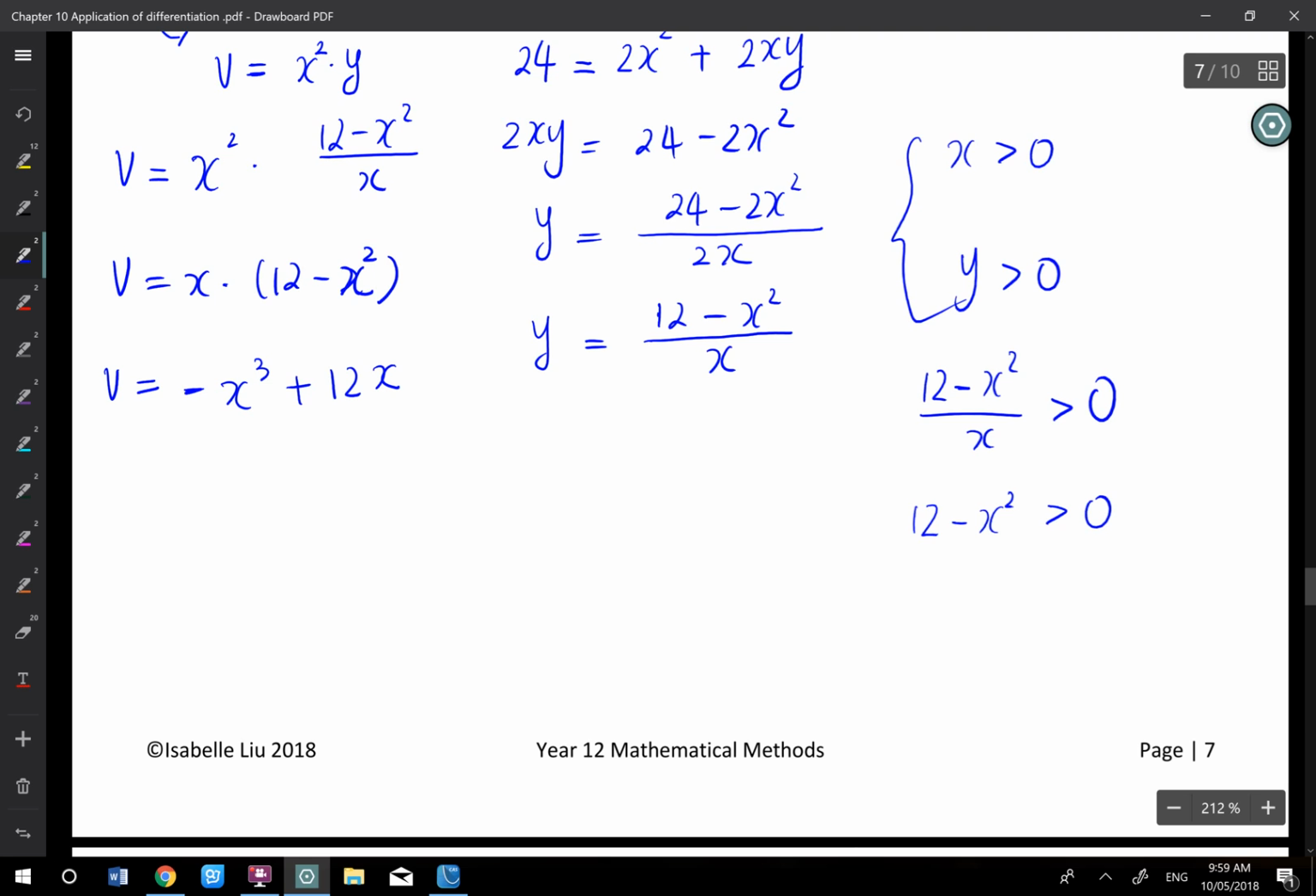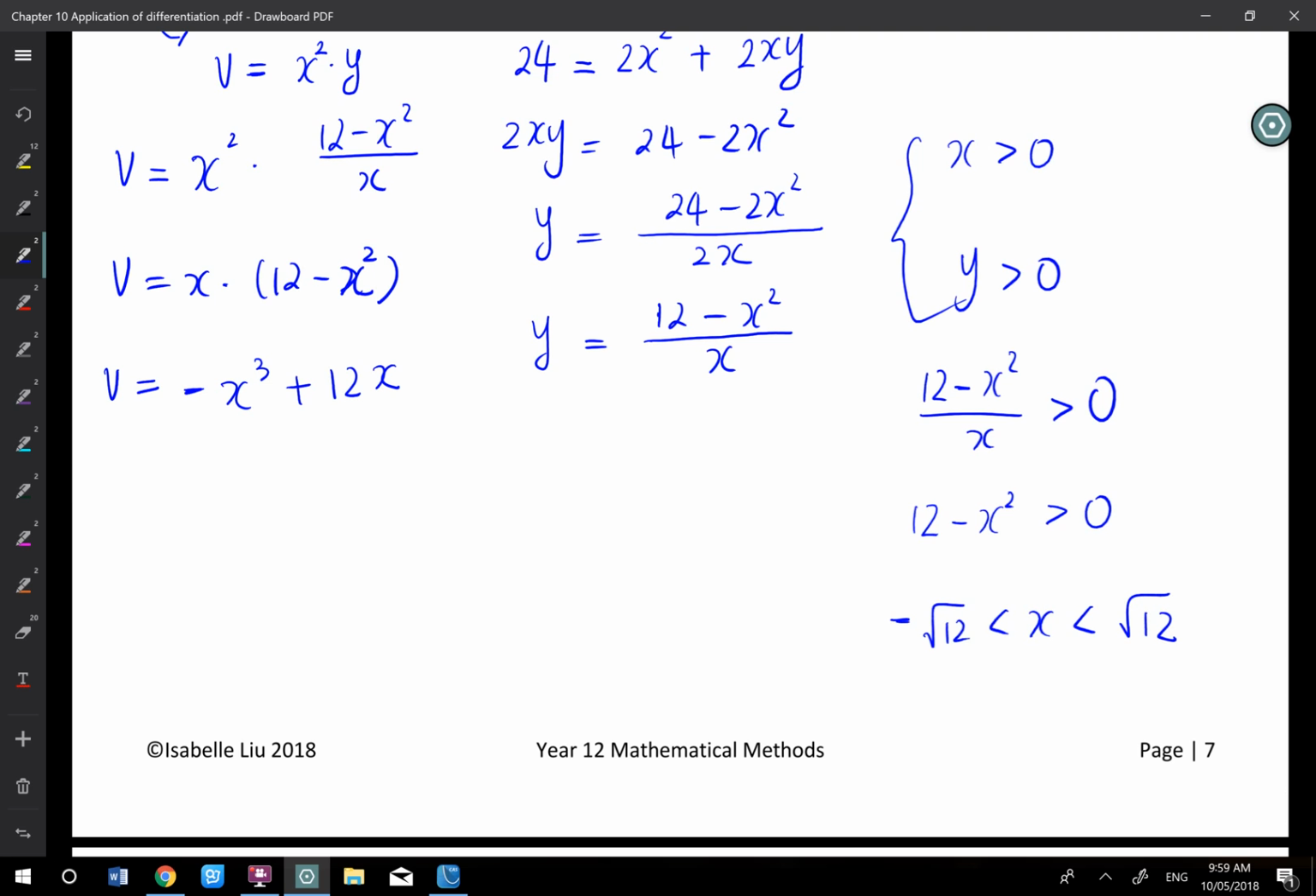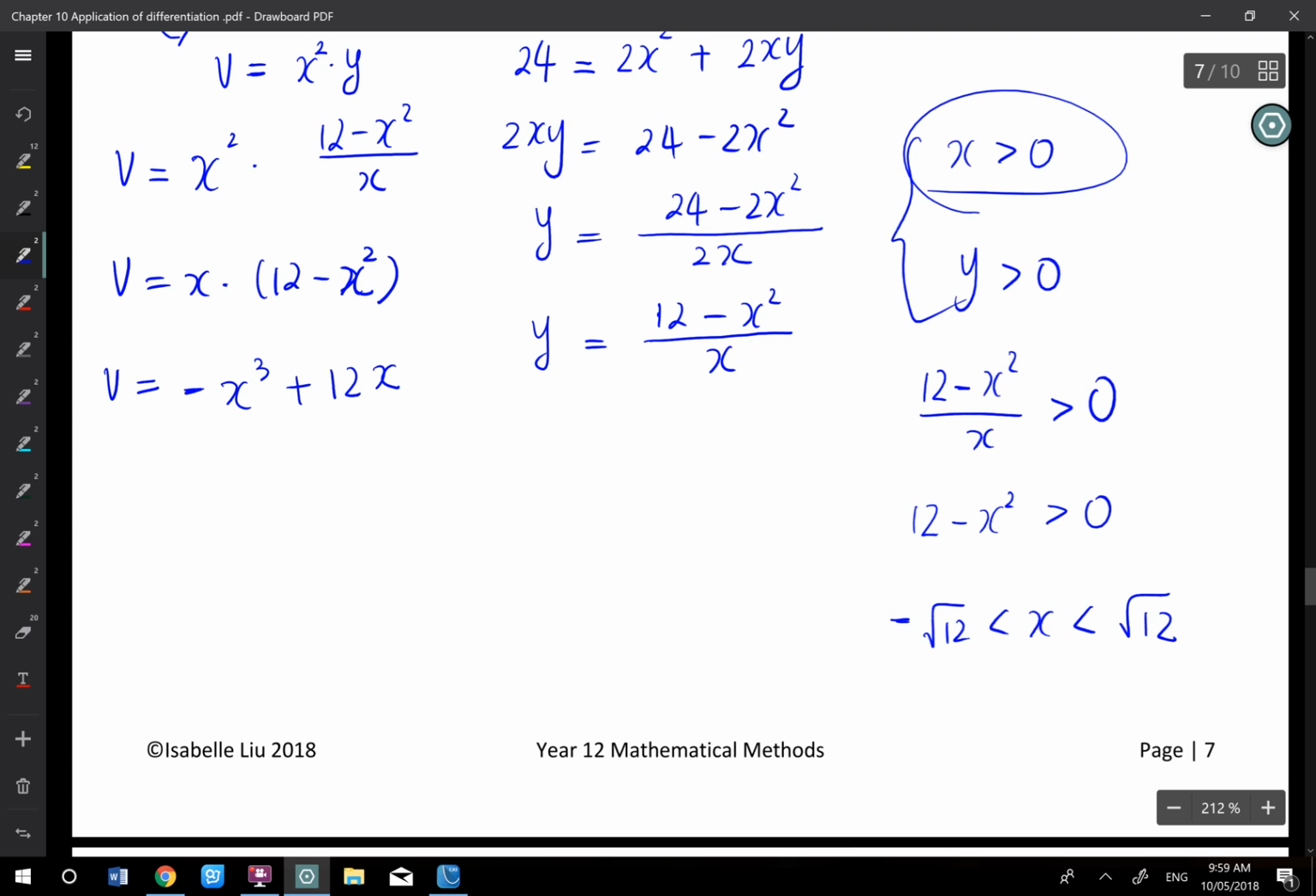And x is actually in between negative square root 12 and square root 12. But because we have the restriction x greater than 0, x is in between 0 and 2 root 3. Square root 12 is 2 root 3. So x will be in between this area here.